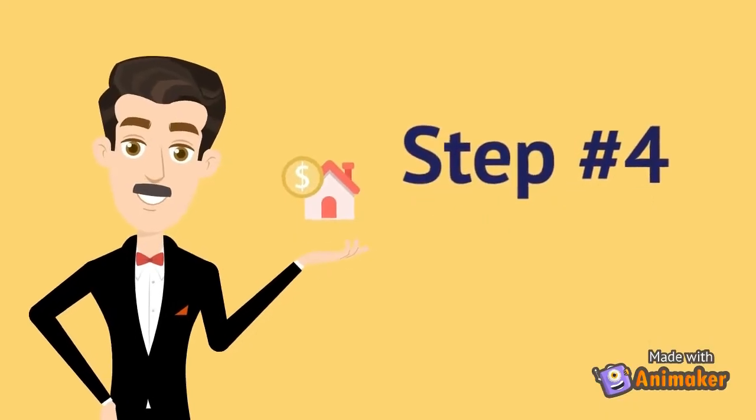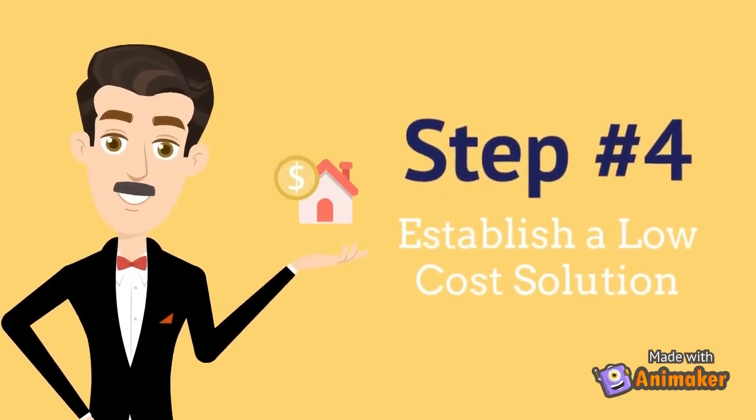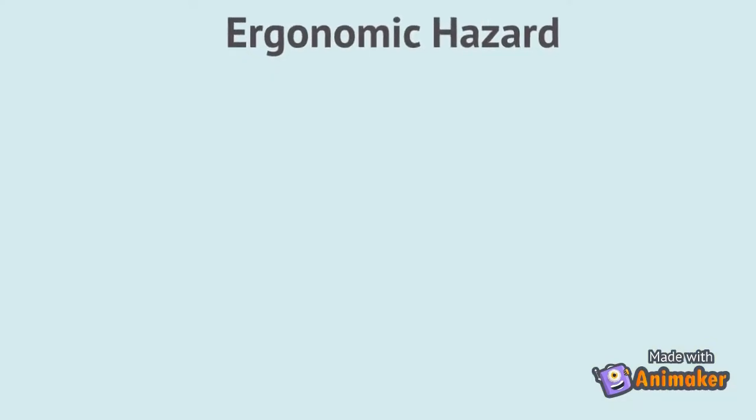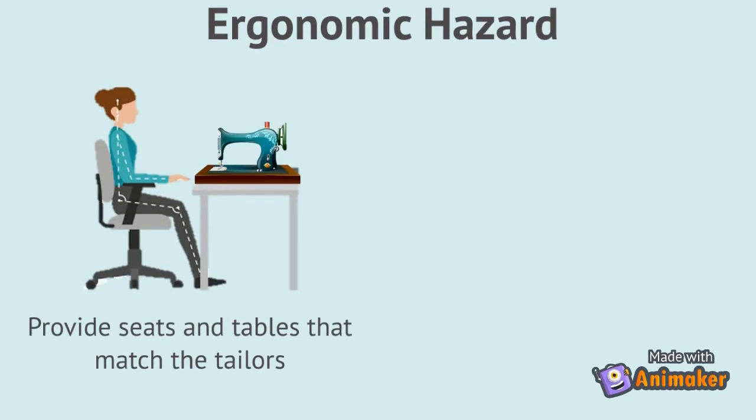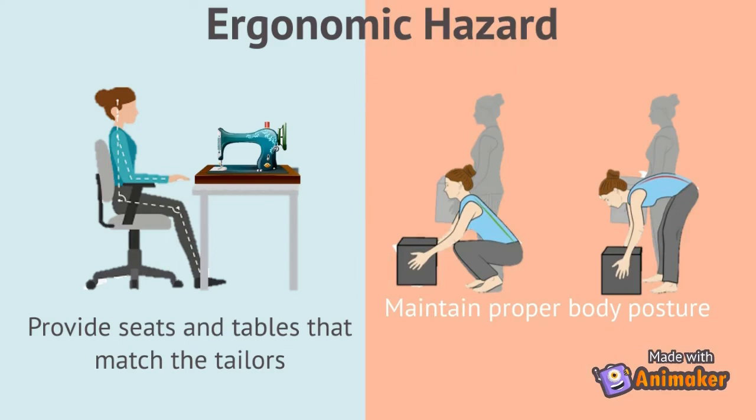For step 4, establish a low-cost solution. For ergonomic hazards, first, provide seats and tables that match well with the tailors to prevent their lower back pain. And second, maintain proper body posture when sitting or lifting a load.